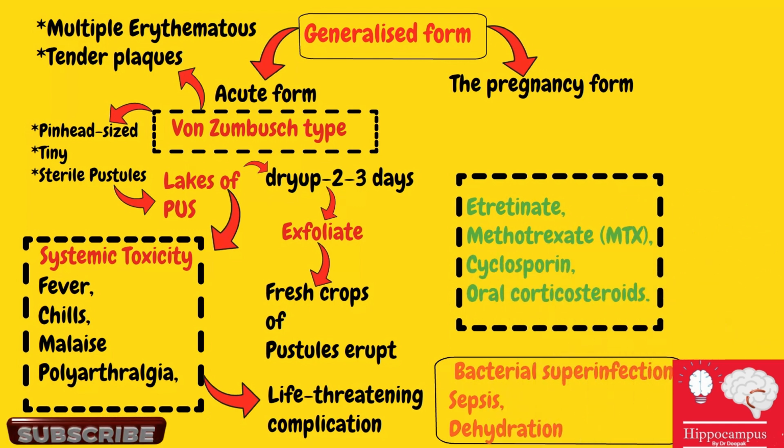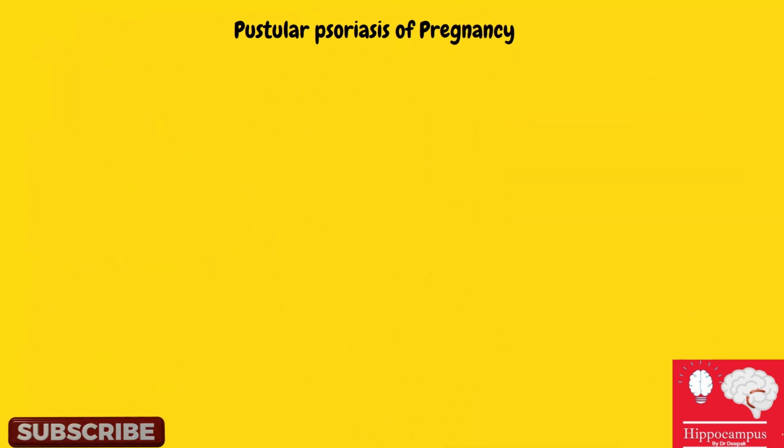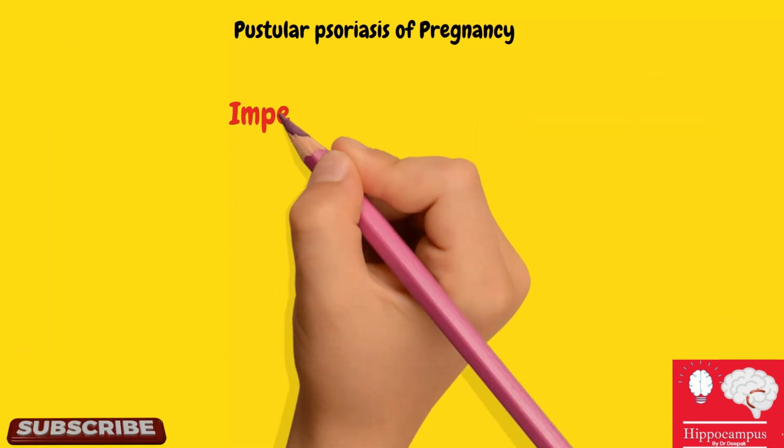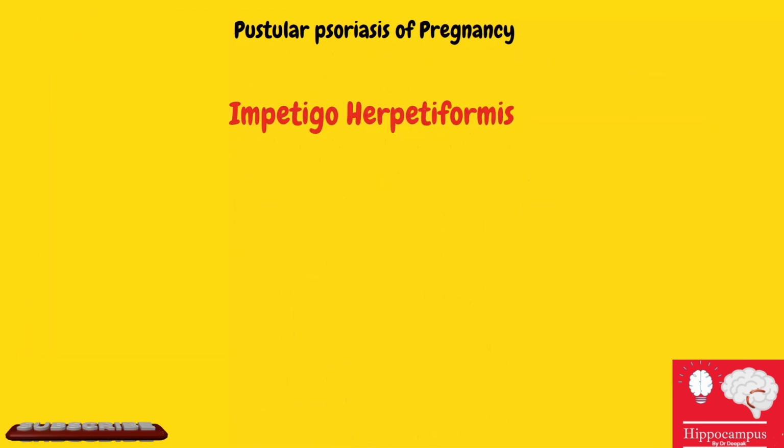The second type is pustular psoriasis of pregnancy. It is also known as impetigo herpetiformis. Now, please remember, this is a misnomer. Impetigo is a bacterial infection, herpes is a viral infection. Now, this condition has nothing to do with bacteria and virus. So remember, impetigo herpetiformis is a pustular psoriasis of pregnancy.